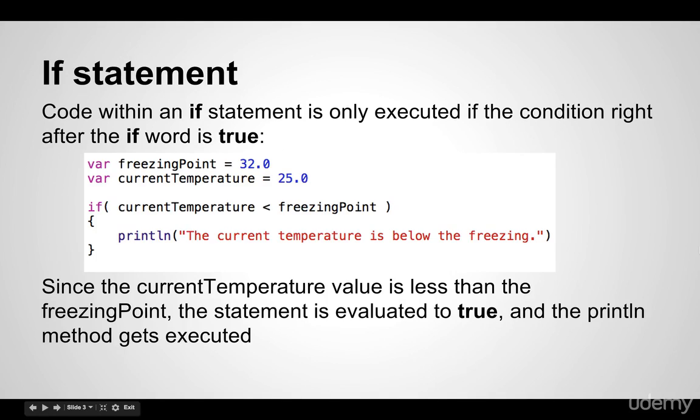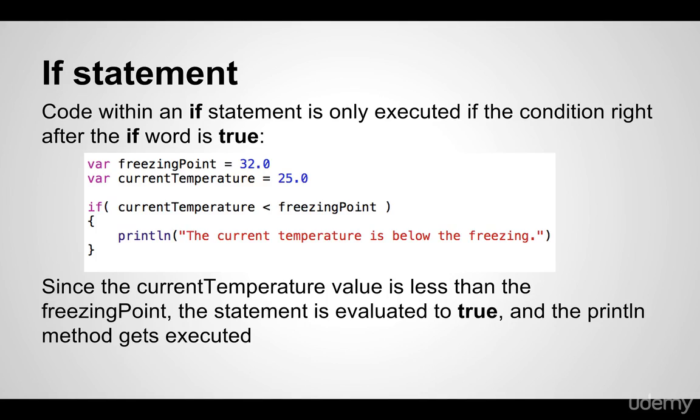The first one is the if statement. That's probably the major one. And actually, you can probably do any code with if statements. Now, it might not be the most efficient way all the time, but the if statement is definitely the major one. So, code within an if statement is only executed if the condition right after the if word is true. Okay? So, there's going to be a condition statement right after the if sign. If it's true, then it's going to execute the code right after it.